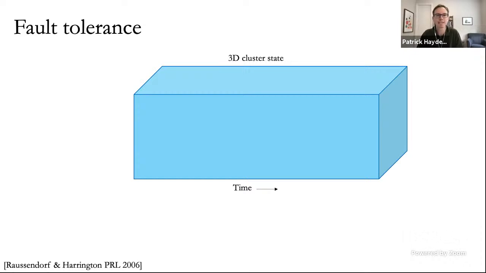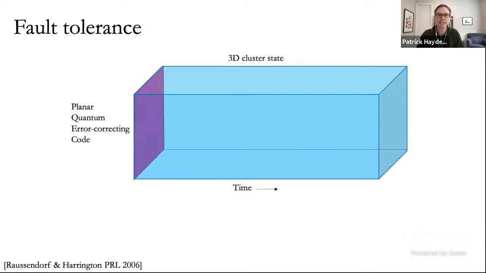Now to get fault tolerance, again, Robert and Jim Harrington demonstrated this could be done by going to a 3-dimensional cluster state. So what is the idea there? I'm not going to draw the individual qubits here, but time is again running from left to right. And so I have a cluster state that is organized in planes. What were columns before are now planes, like this. I have the purple plane and then next to another one and so on. And we're going to encode the quantum information in each one of those planes into a planar quantum error correcting code like the toric code.